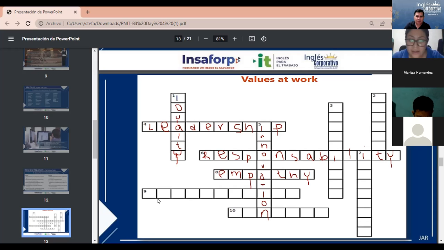La número 10. The quality of being fair and truthful. La cualidad debe de ser justa y veraz. Vamos a ver. Ten. The quality of being fair. Termina en chon. Chon. I don't know.